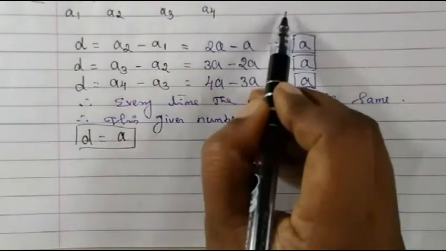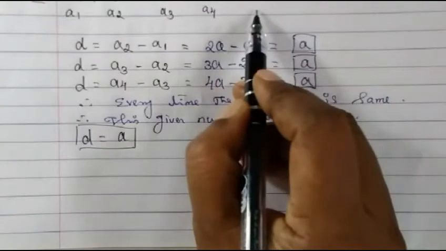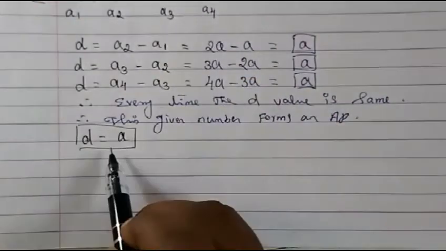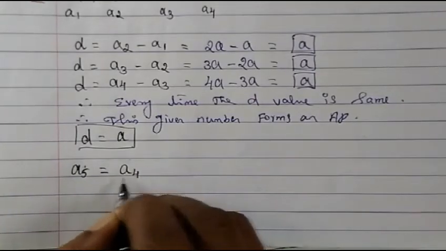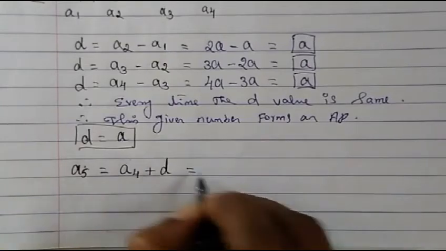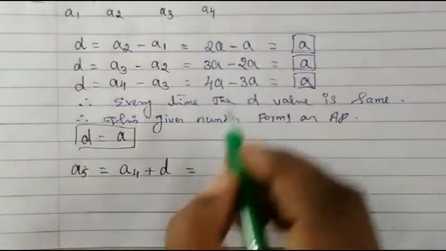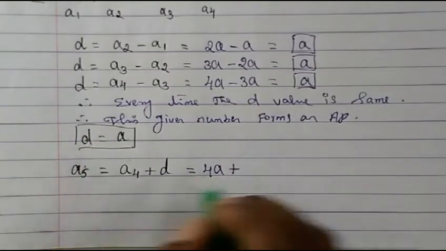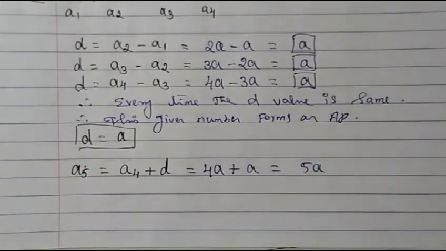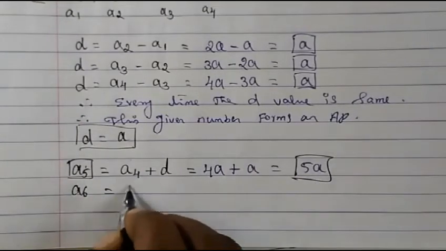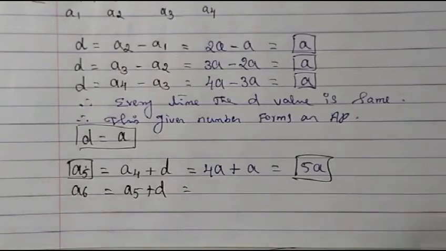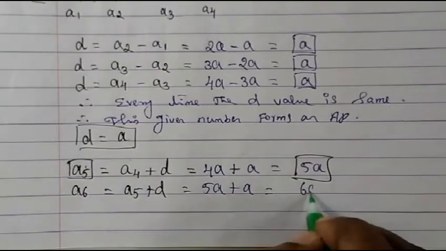That is a5, a6, a7 we have to find out. To get a5, we have to add the d value to a4. So a4 is 4a, plus d which is a, will give us 5a. Then a6 will be a5 plus d. a5 is 5a, d is a, so it will give us 6a.